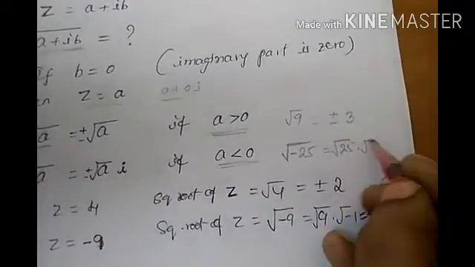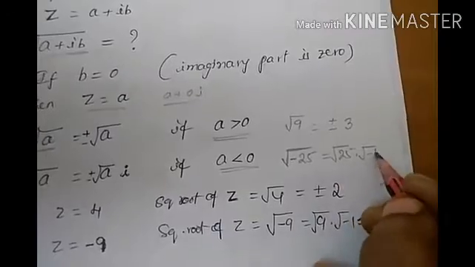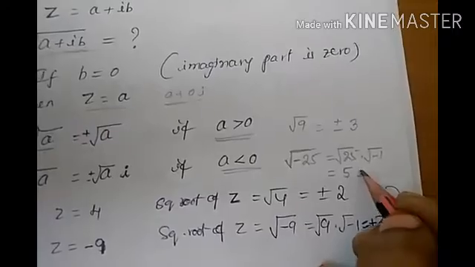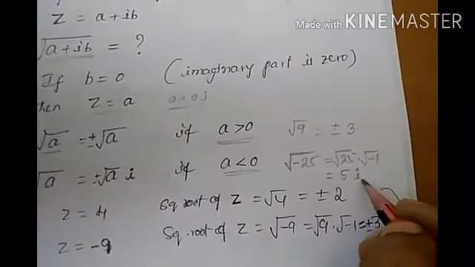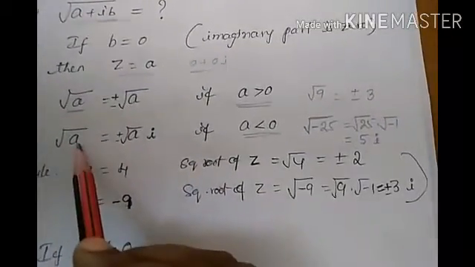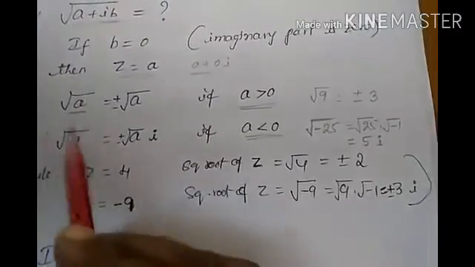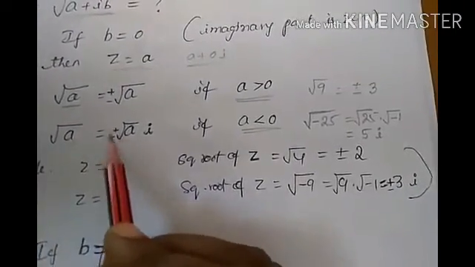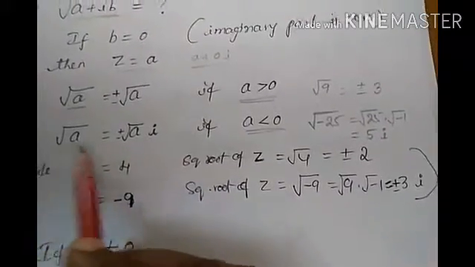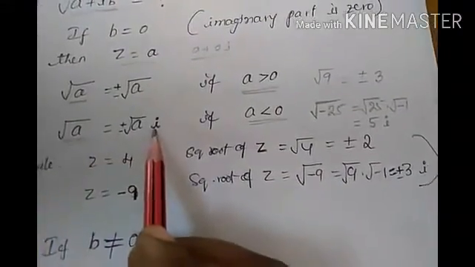Root minus 25 can be written as root 25 into root minus 1. Root 25 gives 5. And what is the value of root minus 1? Root minus 1 is equal to i. So, if a is a negative real number, then the square root of a negative real number gives plus or minus square root of a into i. It is an imaginary number. The square root of a negative real number is an imaginary number.